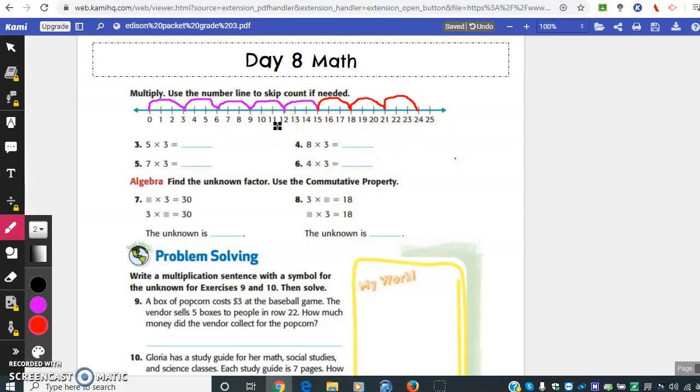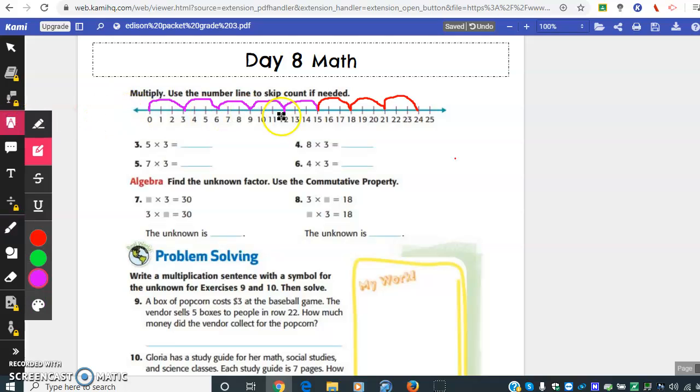At this point, any question I have here has already been jumped out. Here's what I mean. 5 times 3 is 5 jumps of 3, which leaves me at the 15. 8 times 3 is 8 jumps of 3, which leaves me at the 24. 7 jumps of 3, all I have to do is count. 1, 2, 3, 4, 5, 6, 7. There it is. It's at the 21. I've already made this jump out because I chose to jump by 3s.